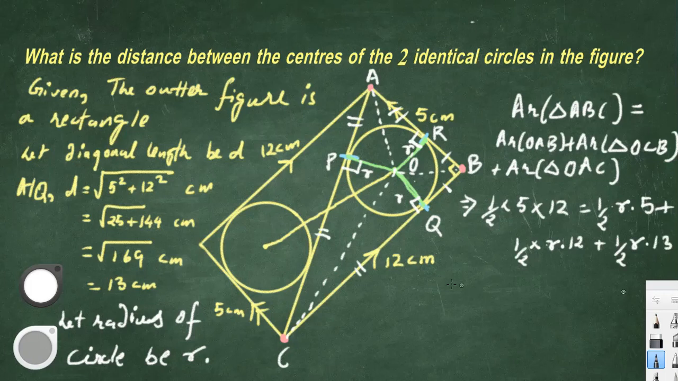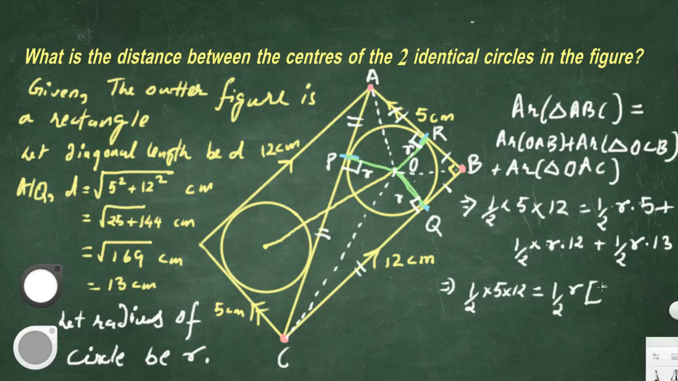Okay. So now in the next step, I can write half into 5 into 12 equals, on the right hand side, I'm going to take half R common, and inside I will have 5 plus 12 plus 13. So this half can be cancelled out on both sides. So next step we have 5 into 12 equals R, and 12 plus 13 is 25, 25 plus 5 is 30. So this is going to be R into 30. So I can cancel out 5 six times, and 6 is going to be cancelled out 2 times. So this implies R equals 2.